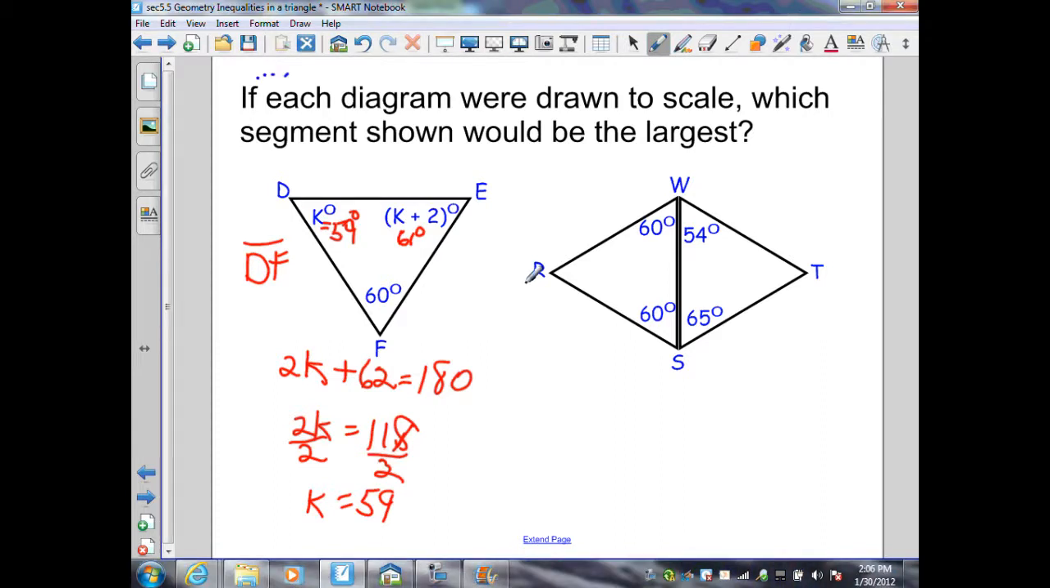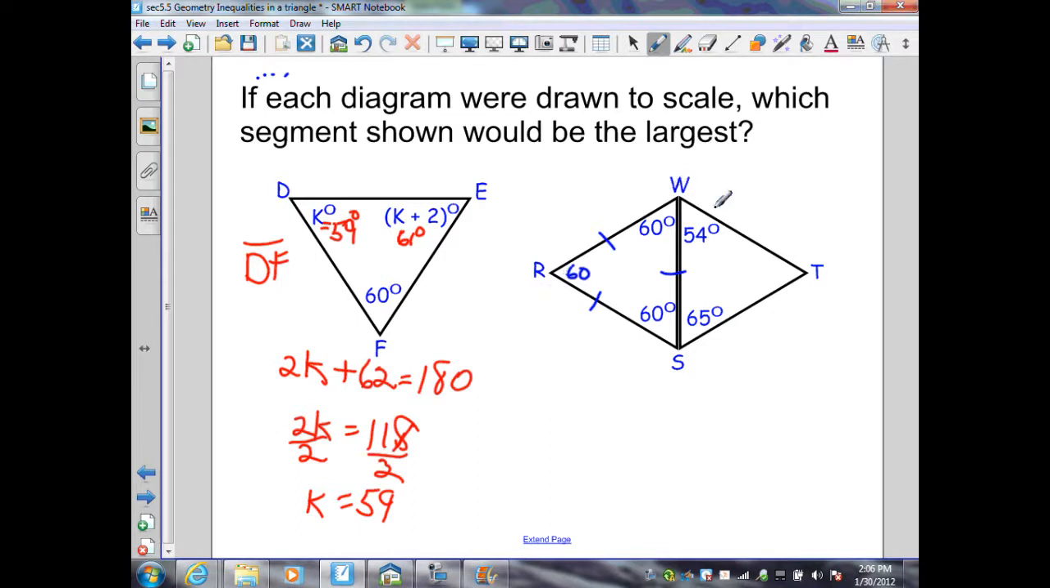On the next example, I'm given the figure WRST. I have WSR being an equilateral triangle. I know that because of the triangle sum theorem. 60 plus 60 is 120. From 180 leaves me 60. Three congruent angles. I have three congruent sides. Therefore, WS is congruent to SR, which is congruent to WR.